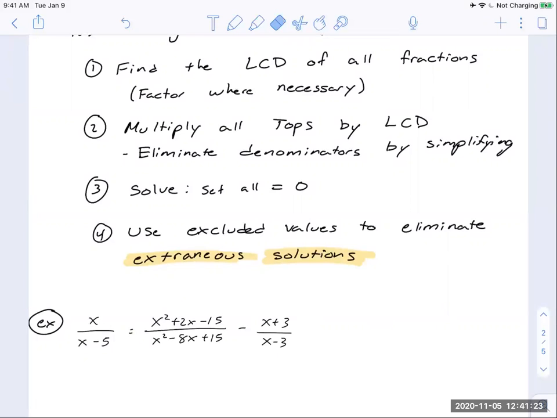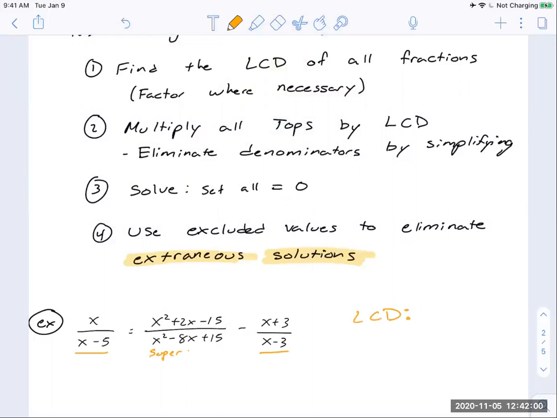So we're gonna go through this step by step. Step 1, find the LCD of all the fractions. Factor where necessary. Notice that we have an equal sign now, which means now we're gonna have 3 parts to kind of figure out here. I'm gonna factor all of my denominators first to help me figure out my LCD. So x minus 5, that's good, it's factored. X minus 3, that's good, it's factored. X squared minus 8x plus 15.